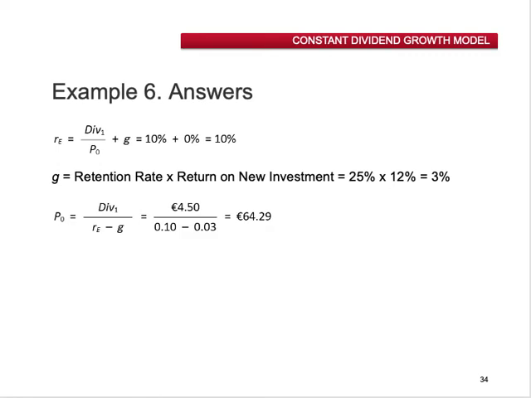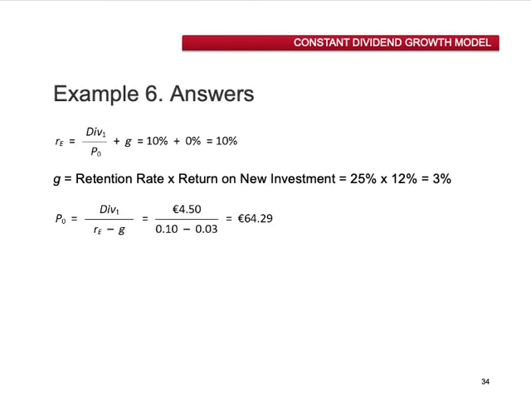Next, we consider the consequences of the new policy. If Nike reduces its dividend payout rate to 75%, then this coming year its dividend will fall to €4.50. That is equal to €6 times 75%. At the same time, because the firm will now retain 25% of its earnings to invest in new stores, the growth rate will increase to 3%. Assuming Nike can continue to grow at this rate of 3%, we can compute its share price under the new policy using the constant dividend growth model.